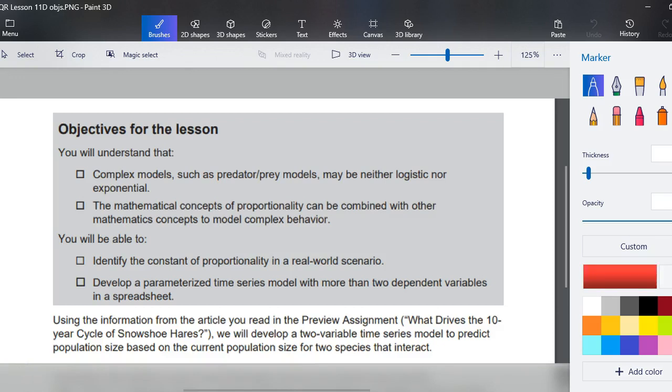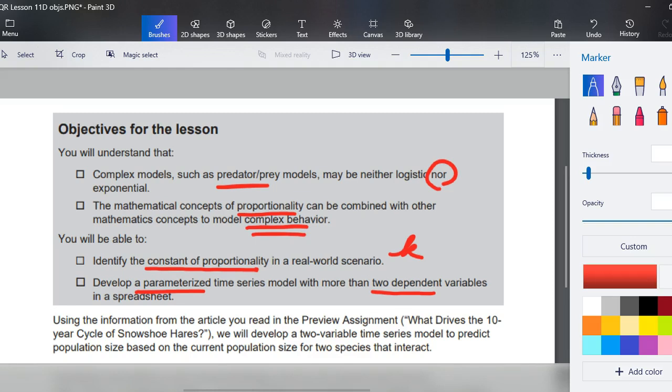So when this lesson is over, we're going to understand that complex models, such as the predator-prey models, may be neither logistic nor exponential. The mathematical concepts of proportionality can be combined with other mathematical concepts to model complex behavior. So just be aware, we're going to be looking at complex behaviors. You're going to be able to identify the constant of proportionality in a real-world scenario, that K, and we're going to develop a parameterized time series model with more than two dependent variables in a spreadsheet.